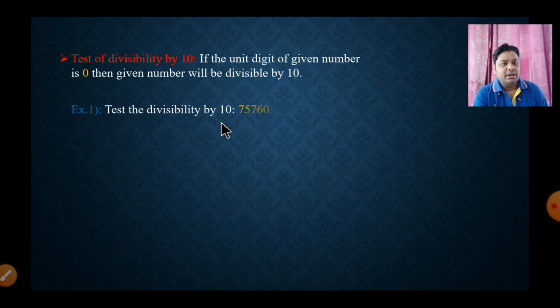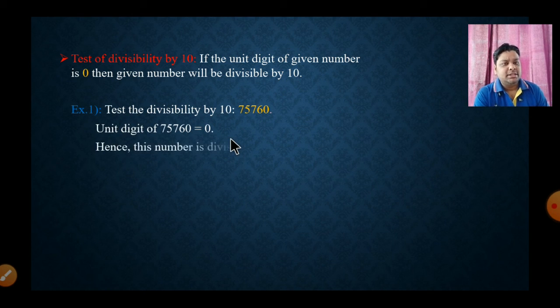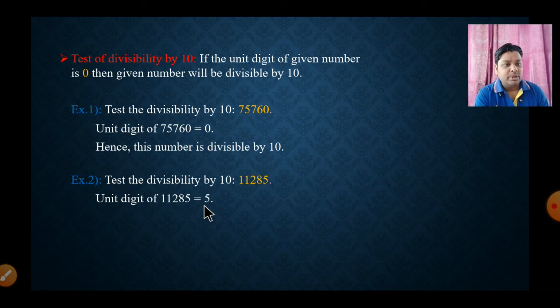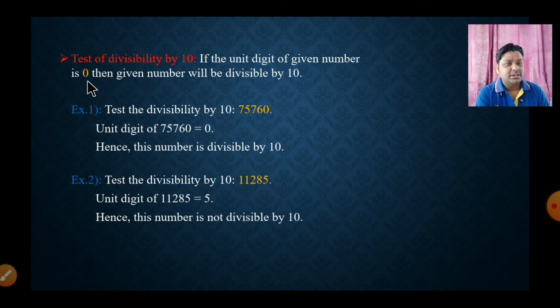Now here you can see 7570. You can see directly that the last digit is 0. It means the unit digit of this number is 0. It means we can say that this number is divisible by 10. Let's see another question. Now you can see in this question, 11285, the last digit is 5. The last digit is 5, it means it is divisible by 5, but it is not divisible by 10. Why? Because the last digit is not 0. Only if the last digit is 0, then we can say that it is divisible by 10.